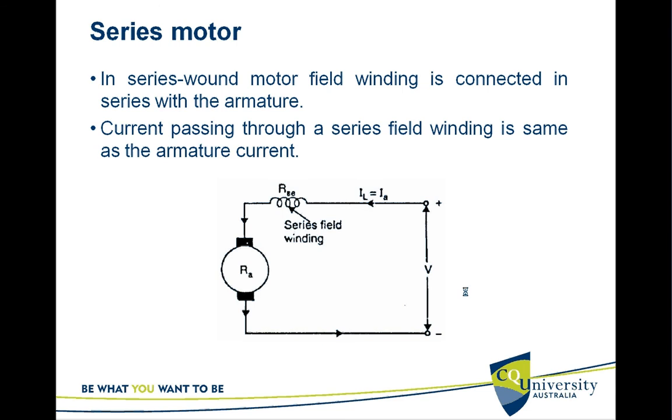Then we come to the series motor. In a series wound motor, the field winding is connected in series with the armature, and the current passing through the series winding is the same as the armature current. Just like, it's the opposite of the series generator.